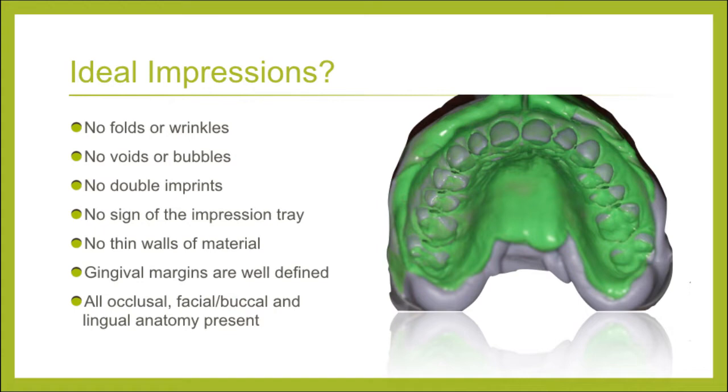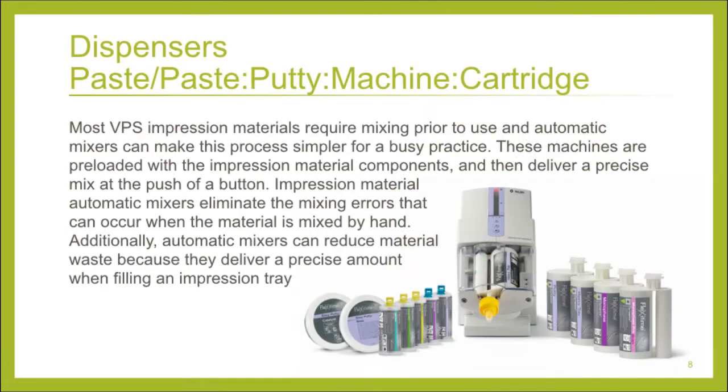A lot of times what we see is the impression tray may be too short and we didn't have enough extension or not enough material. We want to make sure that we're looking at all the occlusal surfaces and that we see good margins around every tooth. There's also, let's talk about dispensers.